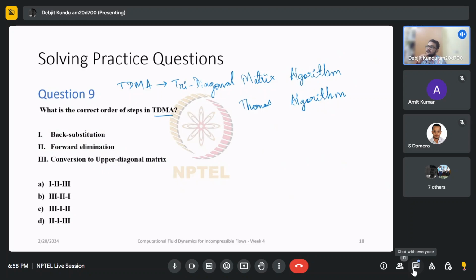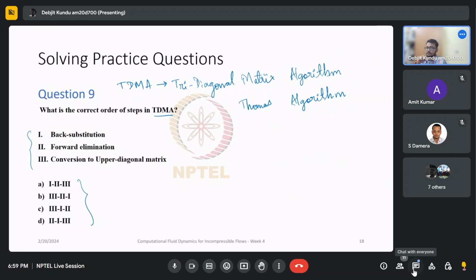So this is asking us what is the correct order of steps in TDMA. There are three steps given here in Roman numerals 1, 2, 3. You have to pick out the correct order from the four options given below. These steps are: step 1, back substitution; step 2, forward elimination; step 3, conversion to upper diagonal matrix. The combinations given in the four options are option A 1, 2, 3; option B 3, 2, 1; option C 3, 1, 2; and option D 2, 1, 3.